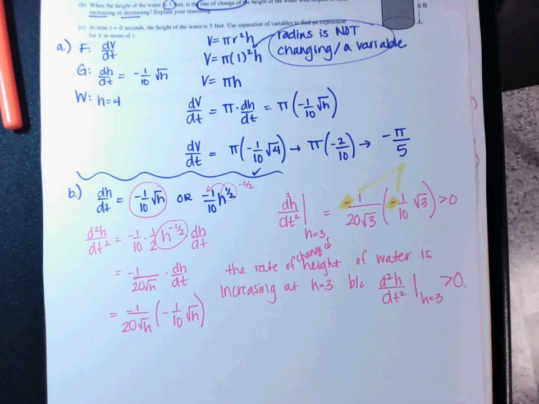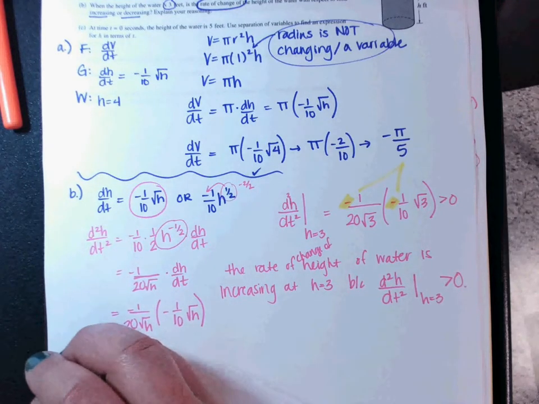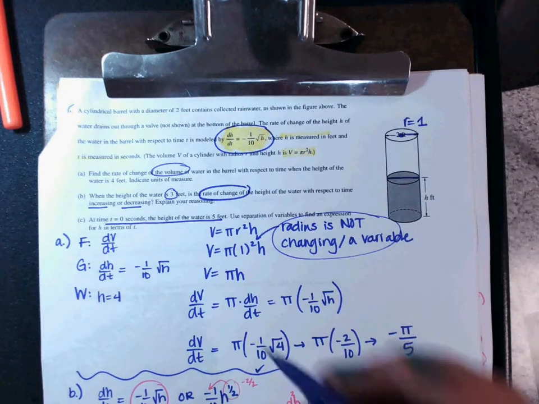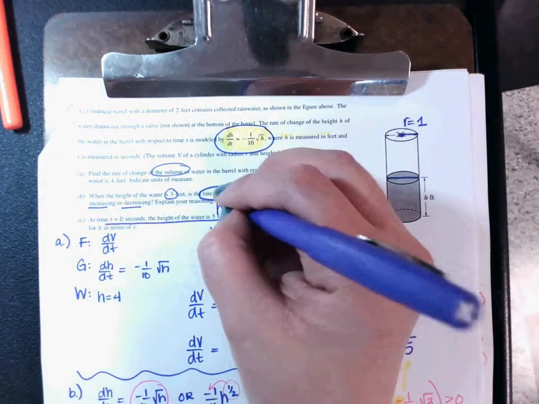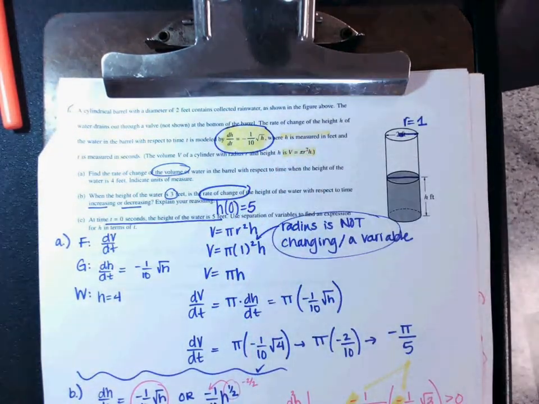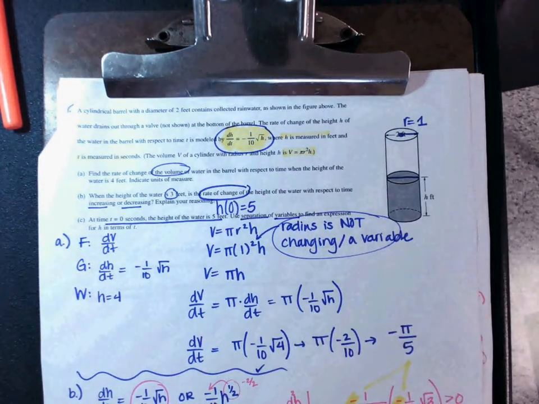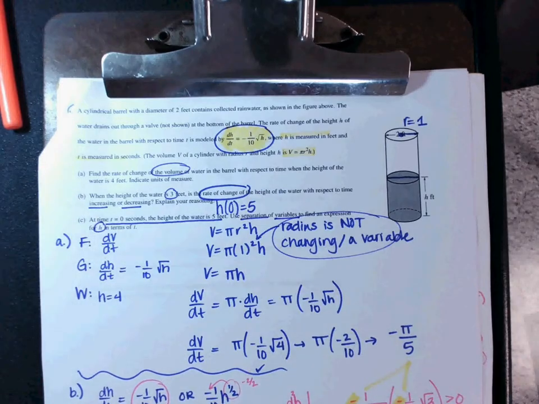Okay, go down to the very last part, part C. It says at time 0, okay, so coming back to right here, at time 0 the height of the water is 5. So they just told me that the height of the water at 0 equals 5. That's going to be my initial condition that I'm going to use. Use separation of variables to find an expression for h.